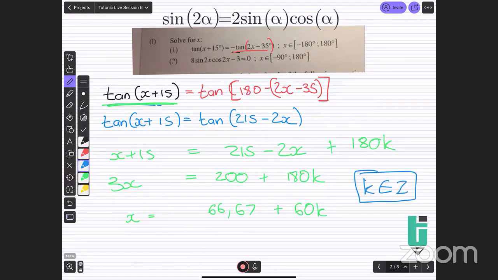Elias, I did quadrant 4 also. So was I not supposed to do that? What do you mean, quadrant 4? Like here, how we did for quadrant 2, which is 180 minus the angle. So then for quadrant 4, I said x plus 15 equals 360 minus the angle.